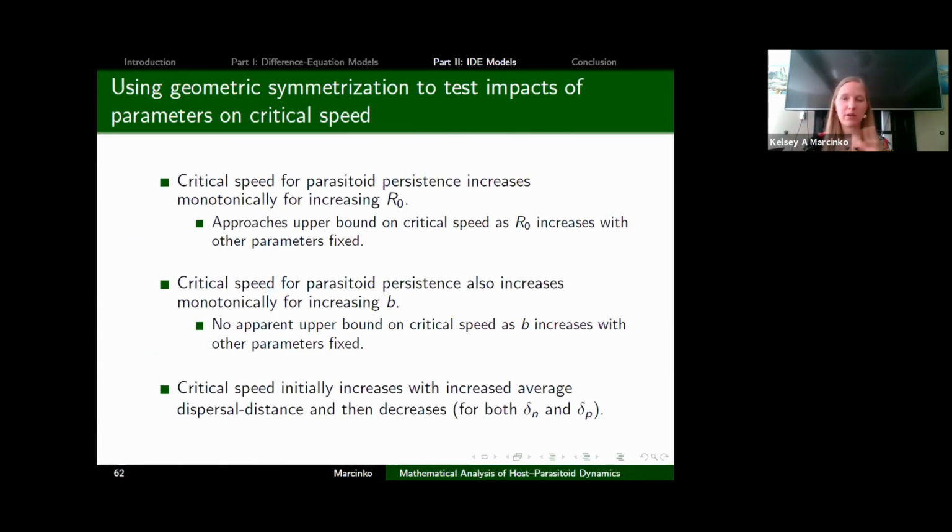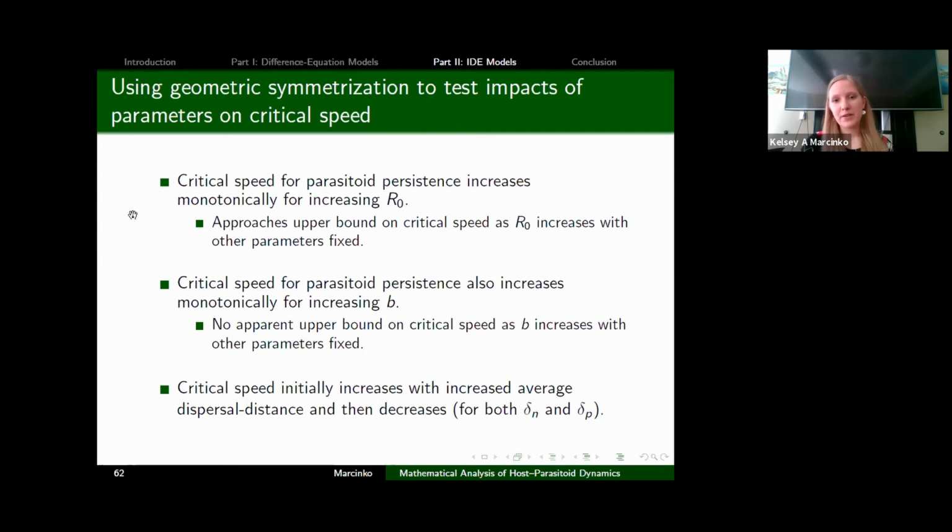From these different methods that we can use to determine the critical speed for the parasitoid, geometric symmetrization is the method that stands out. And so I can use that to test the impacts of the parameters on the critical speed to get some insights into the biological interactions. I won't include figures here, but here are a few things to summarize some of my results.